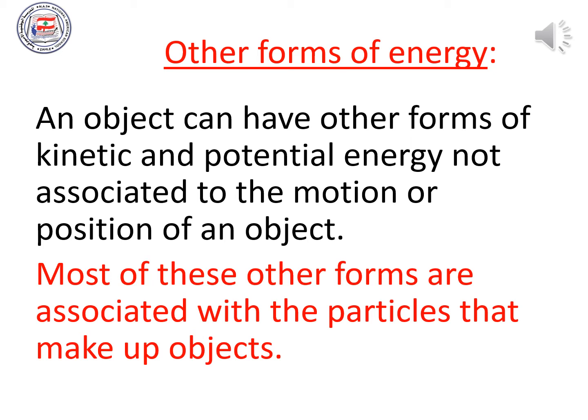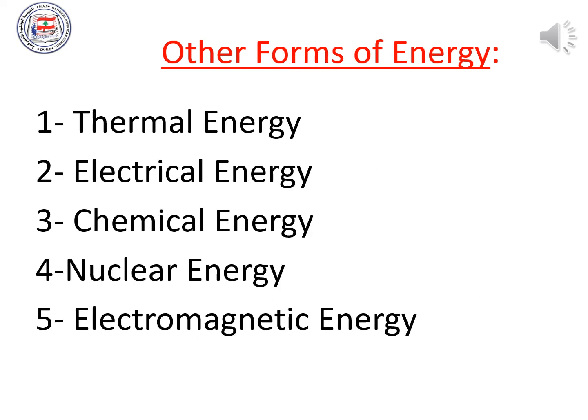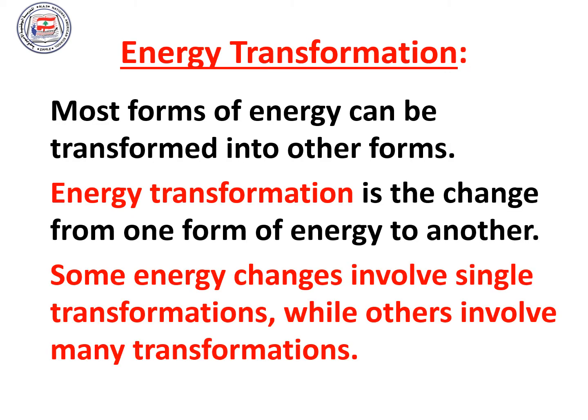Other forms of energy. An object can have other forms of kinetic and potential energy not associated with the motion or position of an object. So an object can have energy other than mechanical energy, which is associated with the position and the motion of an object. Most of these other forms are associated with the particles that make up the object. There are 5 other forms of energy. 1. Thermal energy. 2. Electrical energy. 3. Chemical energy. 4. Nuclear energy. And 5. Electromagnetic energy.